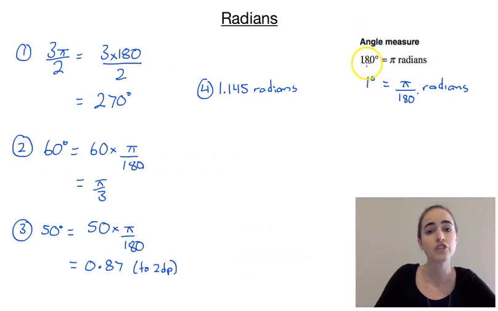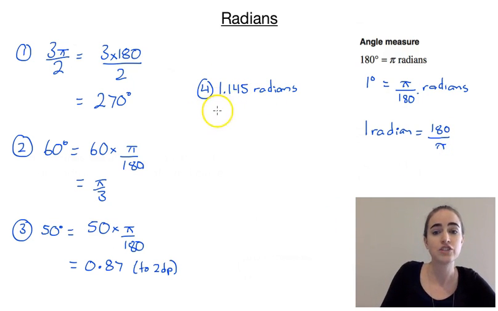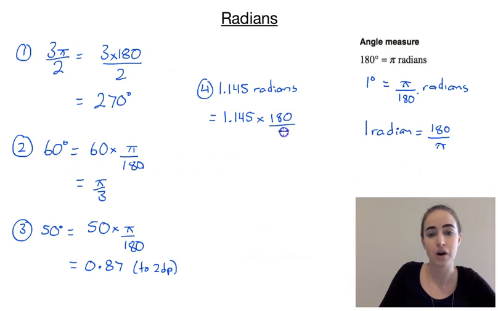So if we know that 180 degrees is equal to pi radians, then that means that 1 radian would be equal to 180 divided by pi. So to turn this into degrees, we're going to go 1.145 times 180 over pi, which would give us a decimal when you put it in your calculator, and then you need to press your degrees, minutes, seconds button to turn it into degrees, minutes, and seconds. And to the nearest minute, it would give us 65 degrees and 36 minutes.